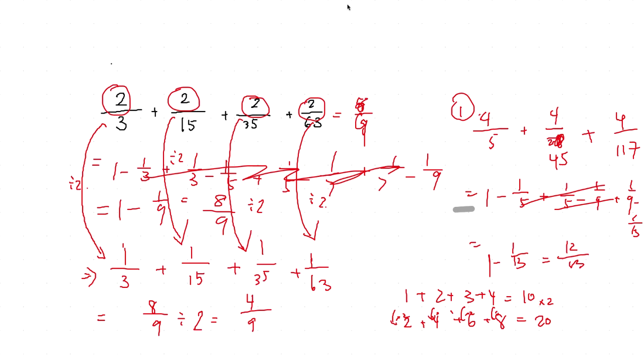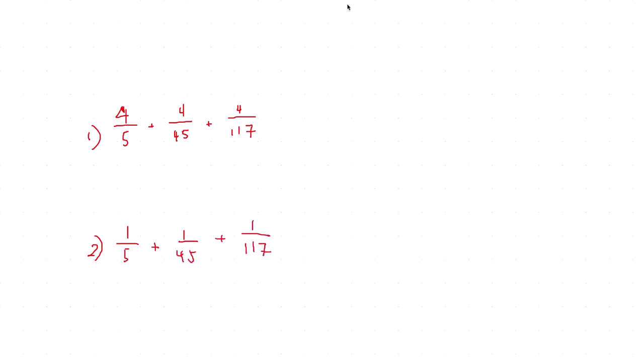Okay, so now I'm going to move forward. Okay, so we just did this. So 4 over 5 plus 4 over 45 plus 4 over 117. Okay, so all of you know how to do this one. Grace, you give me the answer. Very good. So now I want you to tell me 1 over 5 plus 1 over 45 plus 1 over 117 equals, okay?